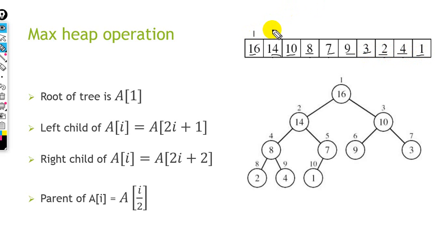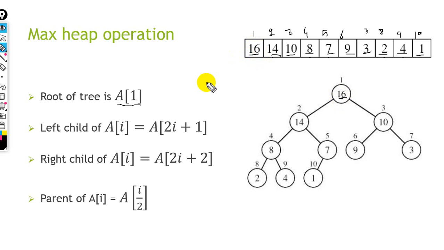So we can say this is index 1, this is index 2, index 3, index 4, index 5, 6, 7, 8, 9 and 10. So we have 10 values in this array, and these are the index numbers. Now how will we write these values in this tree structure? Look at this. A1 is the root of the tree. So I am taking A1 as the root, 16, so I have taken 16 as the root.